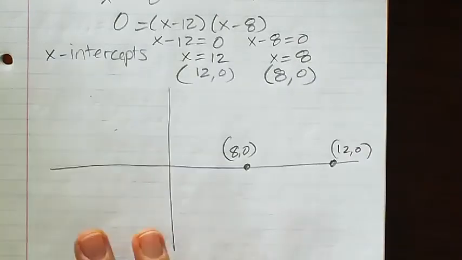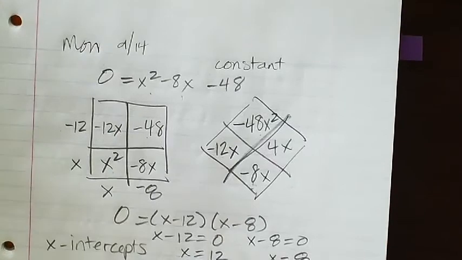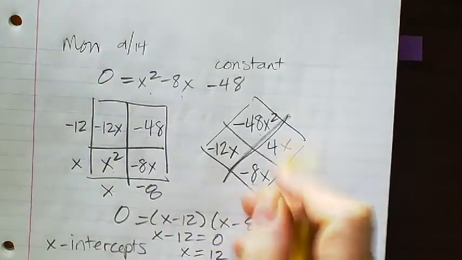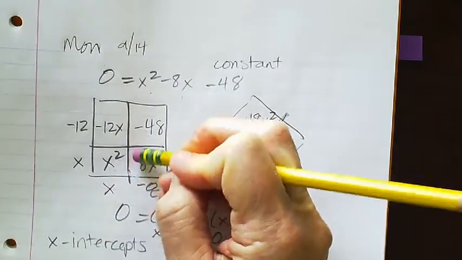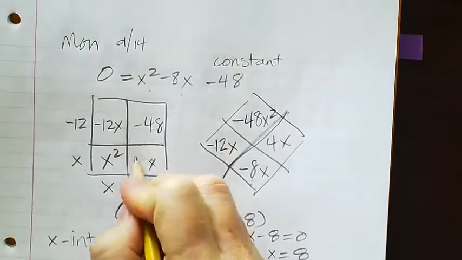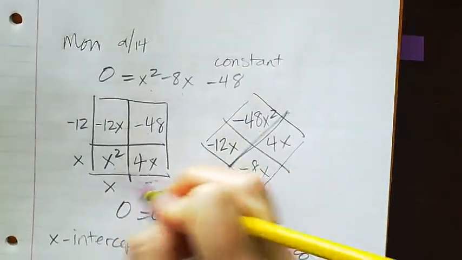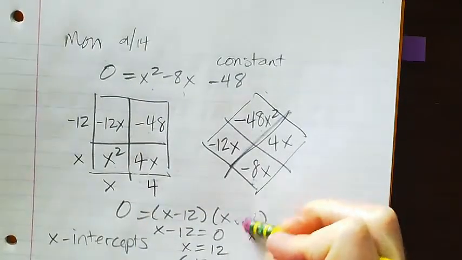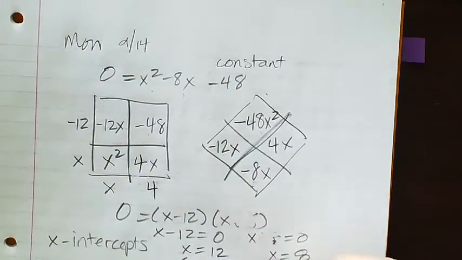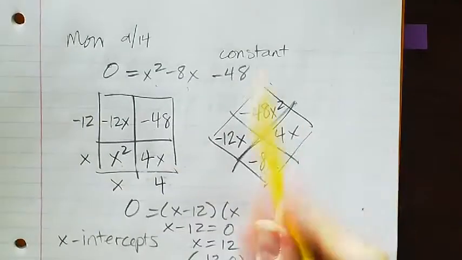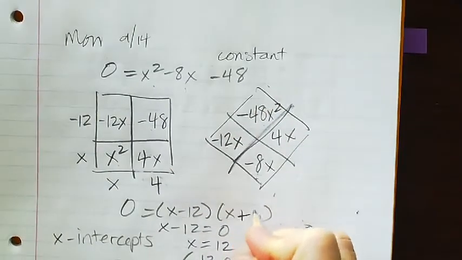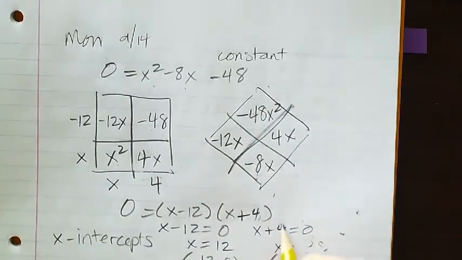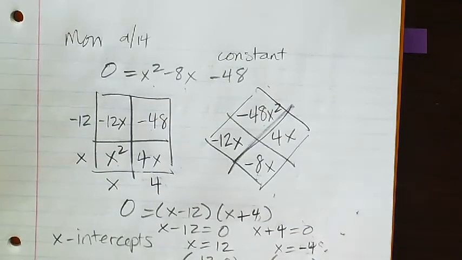Oh wait, something's off. I think I messed up. Oh, that 4 is positive, and I put an 8. I'm rushing. That's a positive 4. Okay, so this should be x plus 4. Sorry about that. So x equals negative 4.